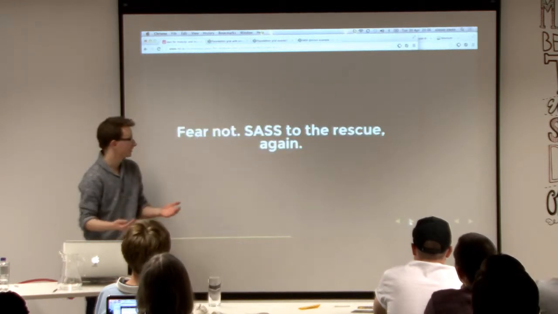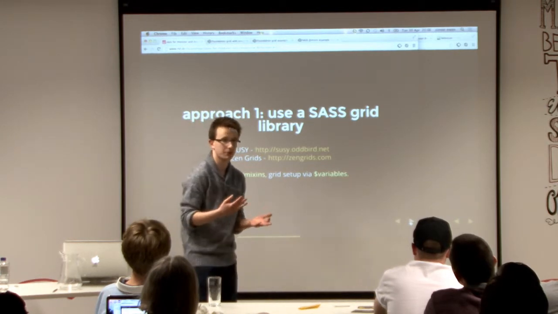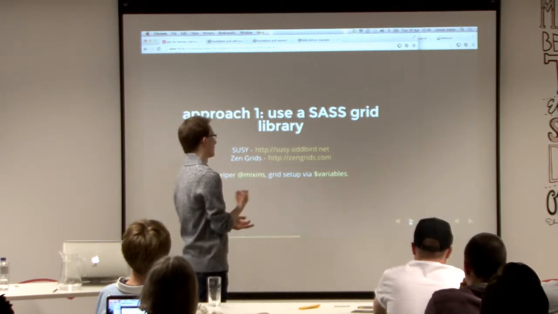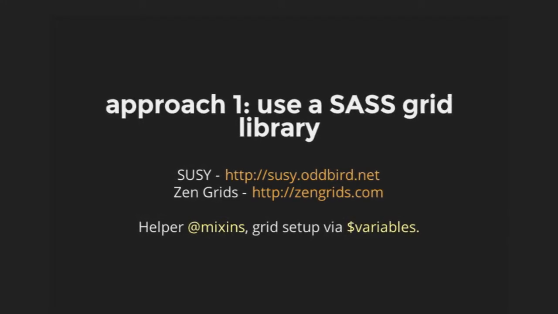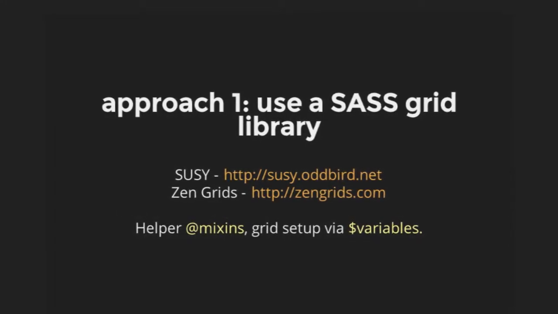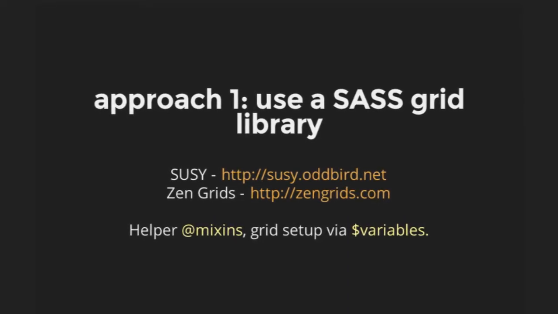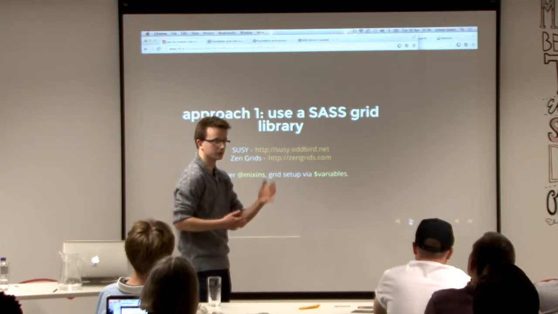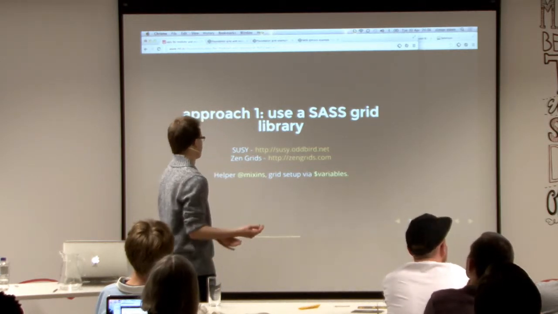But I think we have a solution for this. So that's for the rest of you once again. There are 2 approaches you can use for responsive grids that do interesting things. You can either use a Sass grid library. 2 I've come across are Suzy and Zen grids. I've only actually used Suzy. I kind of liked how that worked. It was really readable and really presentationally semantic.